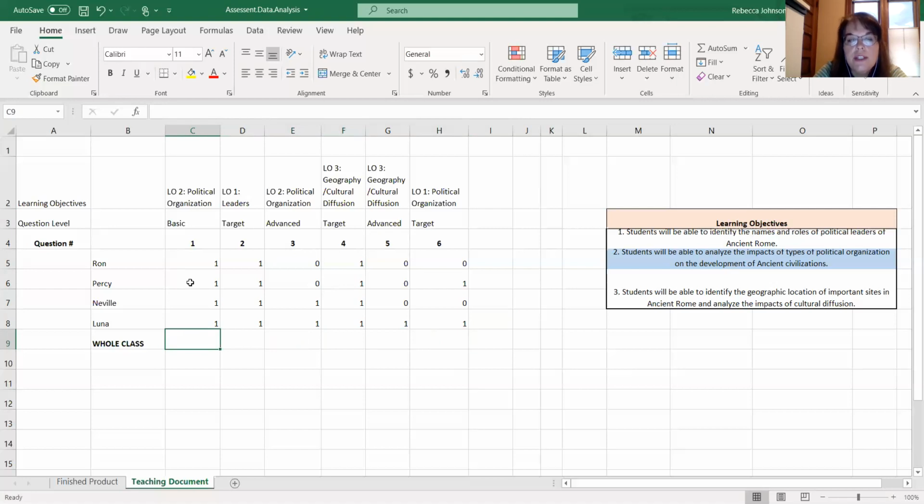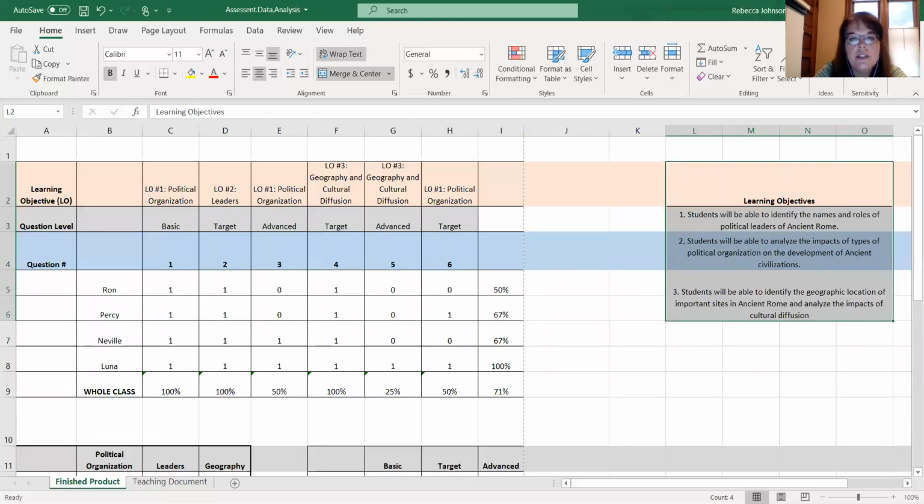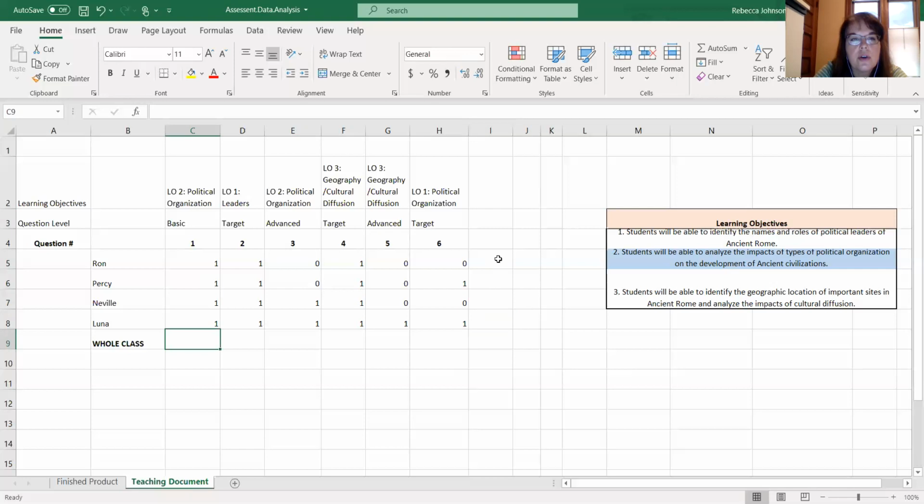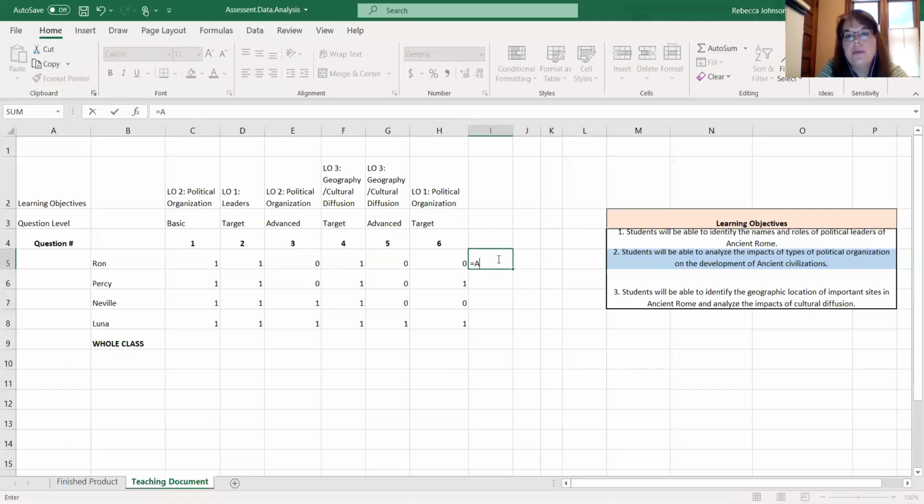But what we want to do is get some overall understanding of how students did, right? So what we're going to do is we're going to take an average, right, to find out what students got. So we're going to use a formula in Excel. And we're going to say, what is the average of these numbers?